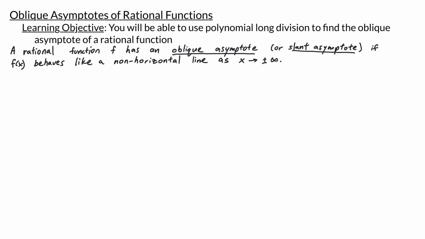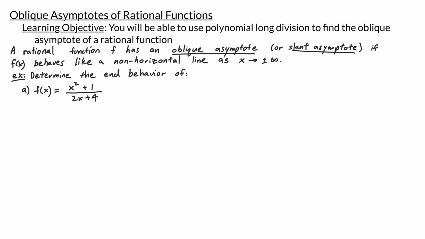What we'll see from our examples here is that when the numerator has one higher degree than the denominator, that's when we have oblique asymptotes or slant asymptotes. Now, when we're looking at rational functions where the numerator has a higher degree, we'll use polynomial long division to help us determine the end behavior. So let's work through some examples and get some more practice with polynomial long division.